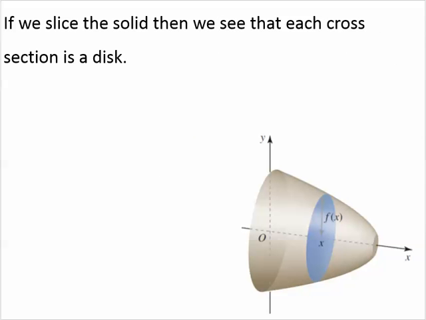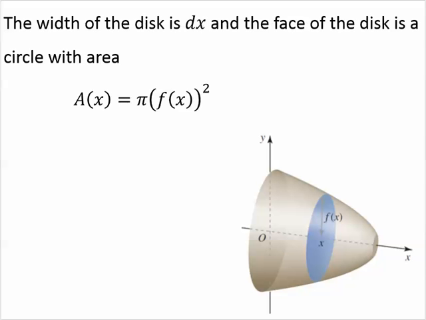If we slice the solid, then we can see that each cross section is a disk. So remind yourself, what is the area of a circle? The width of each disk is dx. Think of again a very small number dx, infinitesimally small. So very, very thin. These disks are very, very thin.